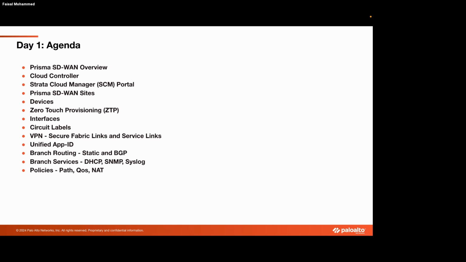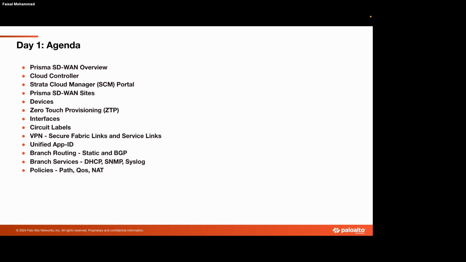Prisma SD-WAN sites. What are the sites available in Prisma SD-WAN? The devices, zero-touch provisioning for the ION device, interfaces, the different types of interfaces available in Prisma SD-WAN, circuit labels, the different overlays, namely the secure fabric and the service link for third-party VPNs, the unified app ID, branch routing, static and BGP, branch services. We focus on three of them: DHCP, SNMP, and syslog. Policies, path, QoS, and NAT.